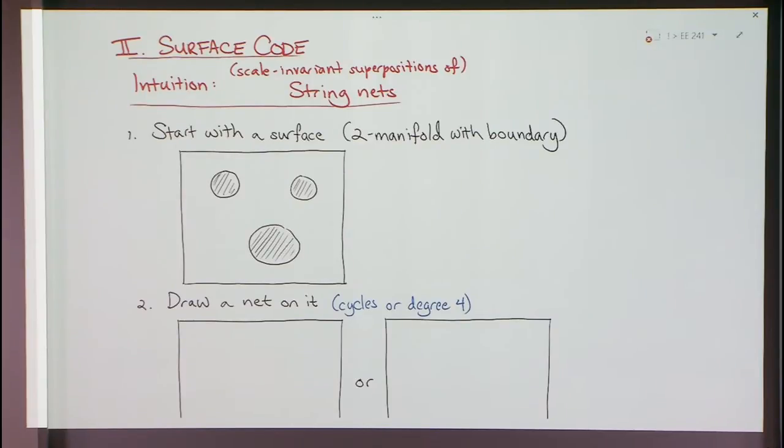So start with any surface. So it's a 2-manifold with boundary. Here's an example. Here I just took a sheet of paper and I cut 3 holes in it. That's the 2-manifold with boundary.